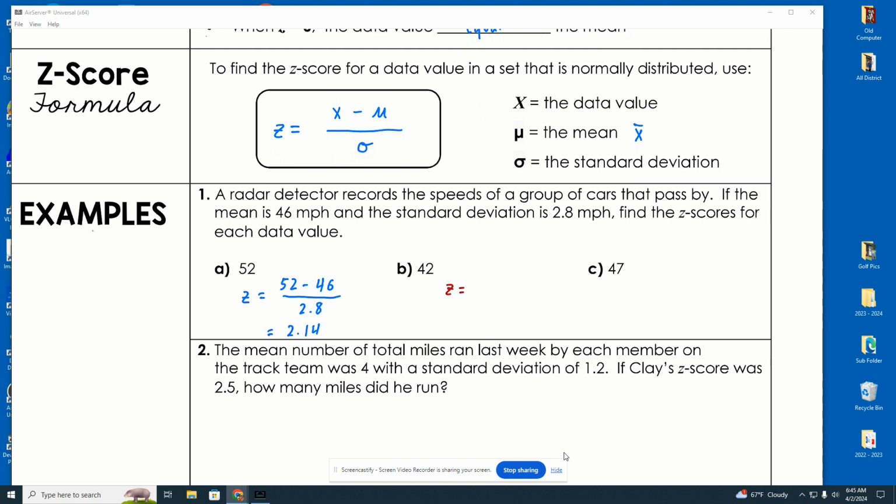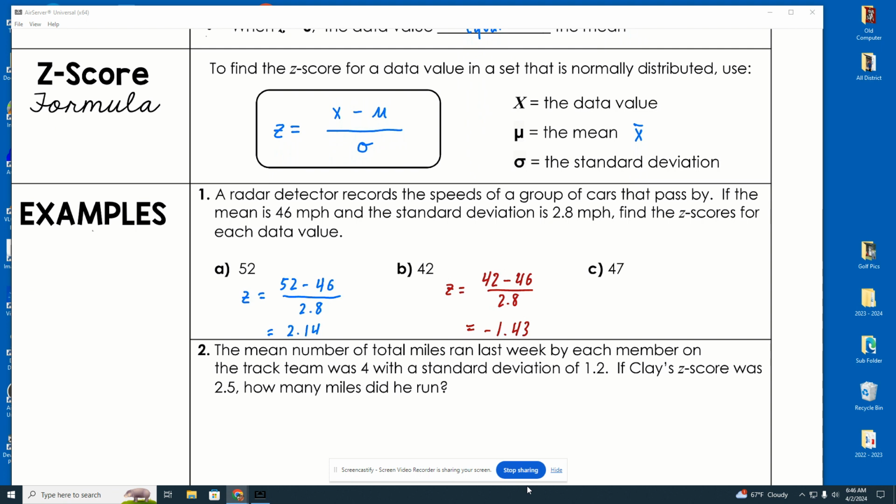So this next one, it doesn't matter that 42 is smaller than your mu, your mean. It still goes in the same place, and that's what will cause your z-score to be negative. So we're going to go 42 minus 46 divided by 2.8. No rocket science here. When you calculate this, you're obviously going to get a negative number, and that is negative 1.43. So your speed here, 42, would be 1.43 standard deviations below the mean.